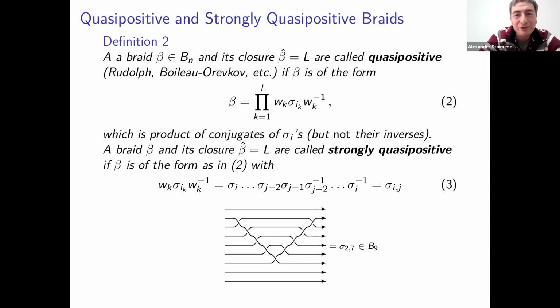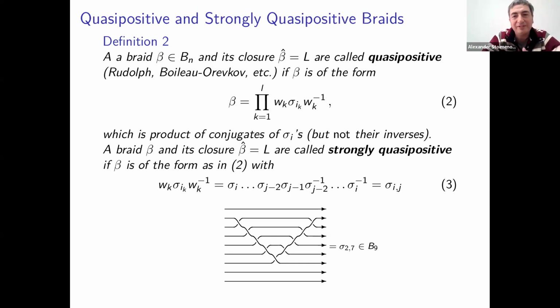Then I'm going to speak about quasi-positive and strongly quasi-positive. So, a quasi-positive braid is a braid which is a product of conjugates of the Artin generators. This was studied, because of algebraic curves, by Rudolph, Boileau, Orevkov, and some other people. And the closure of a quasi-positive braid is a quasi-positive link.